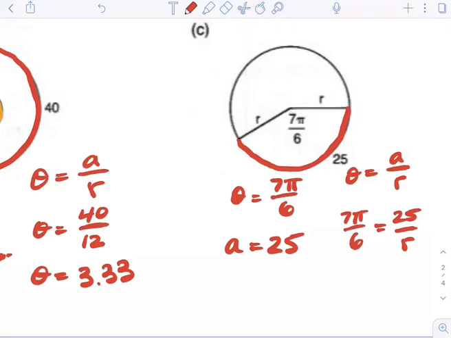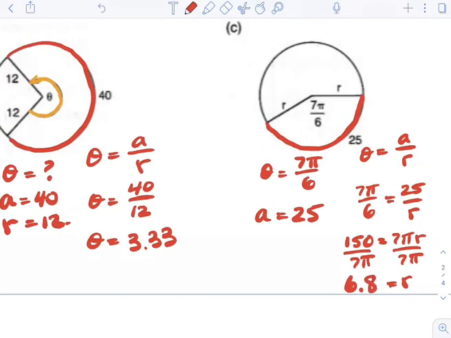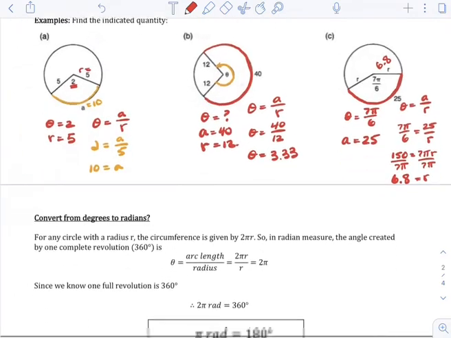So if I'm trying to solve this, we can cross multiply and divide. So if I cross multiply 25 times 6, we get 150. If I multiply 7 pi times r, well, I'm going to get 7 pi r, and then divide both sides by 7 pi. We get r is equal to, remember pi is 3.14, 150 divided by 7 pi, and we get about 6.8. So that means that the radius in this case is 6.8. So let's continue along here.